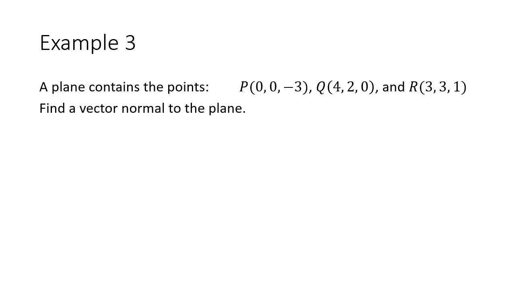All right. Example 3. A plane contains 3 points P, Q, and R, and I want to find a vector that's normal to this plane that contains these 3 points. Well, how would I go about doing that?